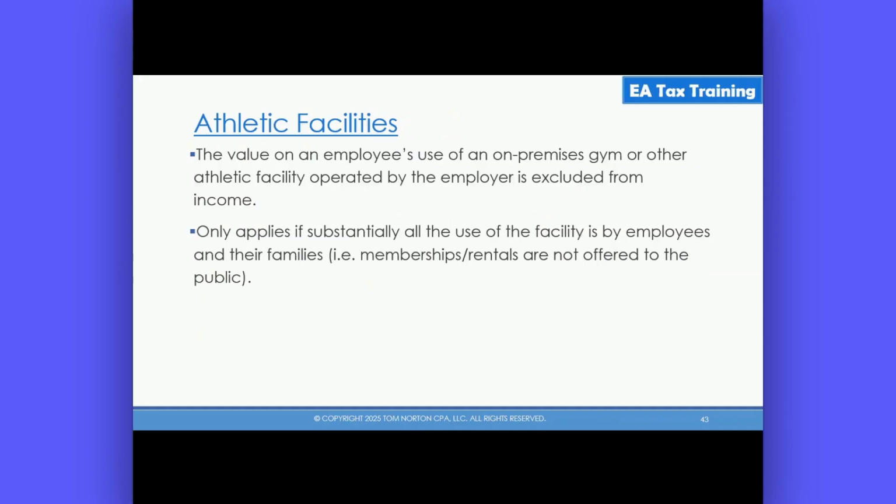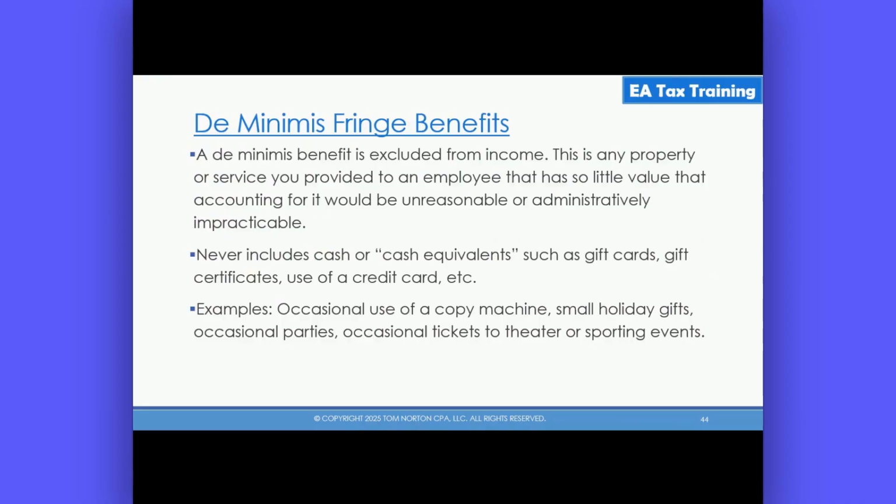Athletic facilities. The value of an employee's use of an on-premises gym or other athletic facility that is operated by the employer is excluded from income as long as that gym is used primarily by employees and their families. So in other words, it's not a gym that is open to the public. It's just a company gym or facility. If that's the case, then that is not included in the income of the employee. De minimis fringe benefits. Again, de minimis means small.